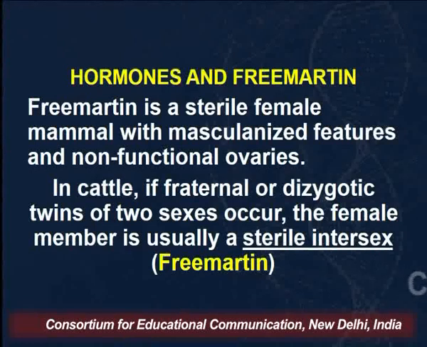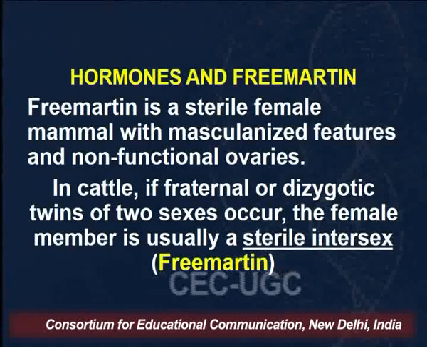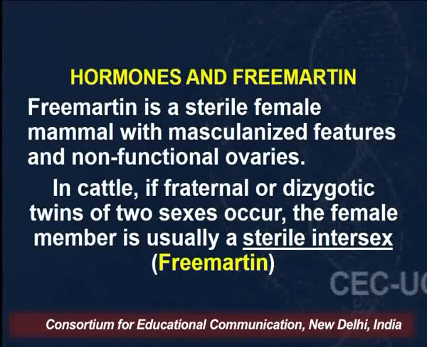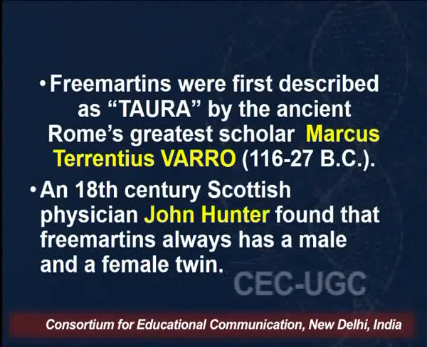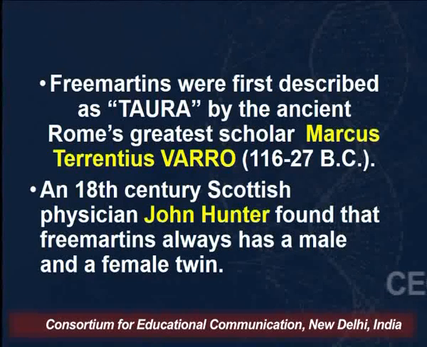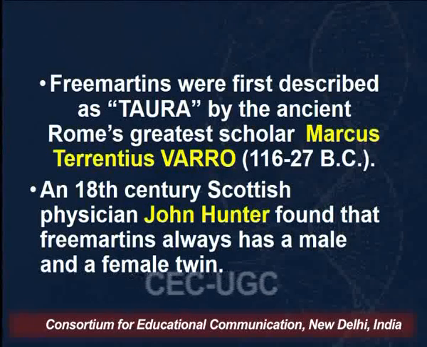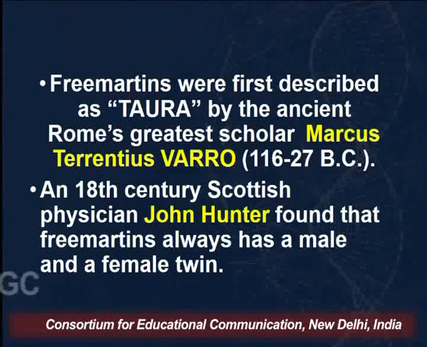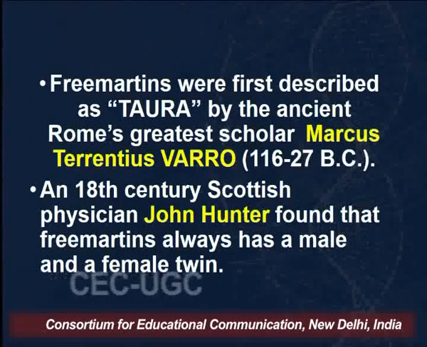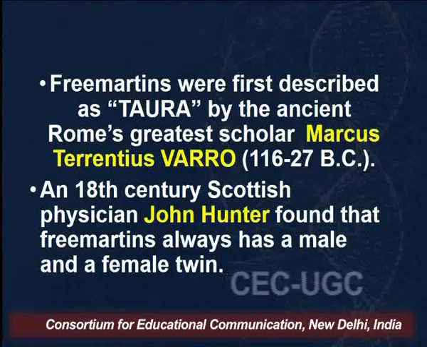It is found that if fraternal or dizygotic twins are formed, and the two sexes occur in the same mother, the female member is usually a sterile intersex, and this is called a freemartin. The case of freemartins was first seen by ancient Rome's greatest scholar Marcus Terentius Varro, as early as 27 BC. He gave the term taura. And the 18th century Scottish physician John Hunter found that all the freemartins always have a male and a female twin.